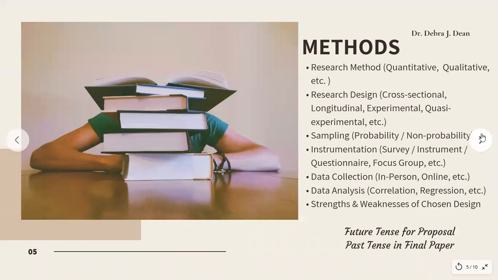Okay, the methods section. In this, we look at the research method. Is it going to be quantitative or qualitative? The research design, will it be cross-sectional or longitudinal? The sampling, will you do a convenience sample or a snowball sample? The instrumentation, what type of instrument will you use? Some of the common phrases in quantitative research could be that you're using a survey, an instrument, or a questionnaire. If you're doing qualitative, maybe you're doing an interview or a focus group.